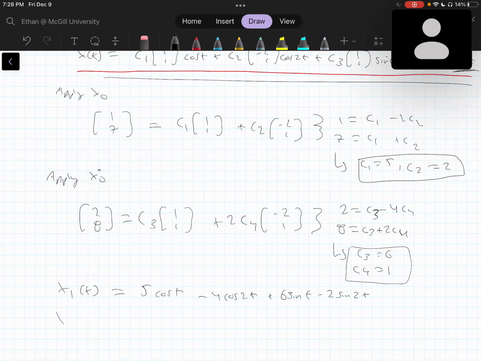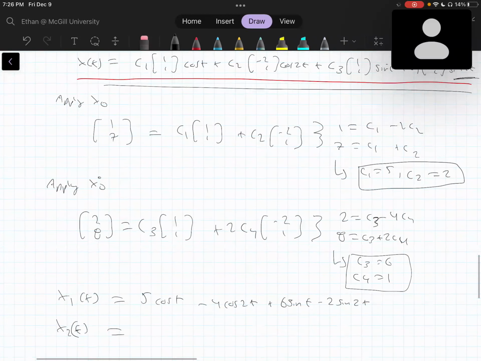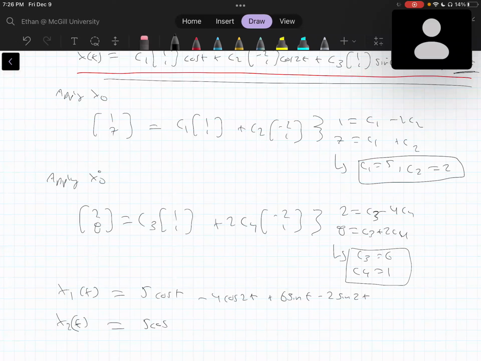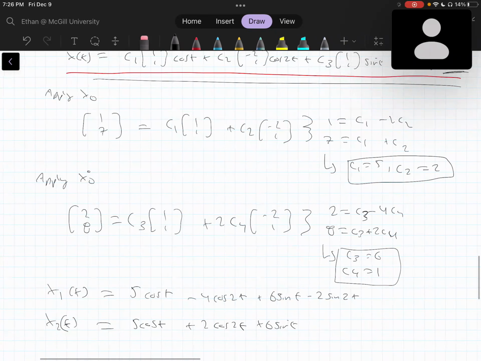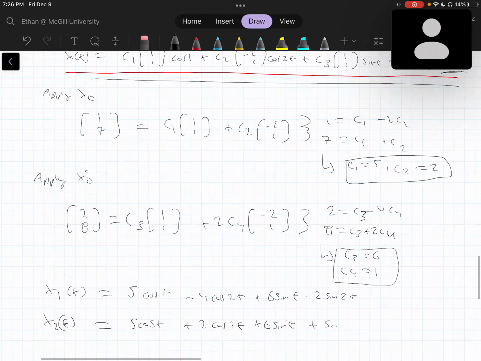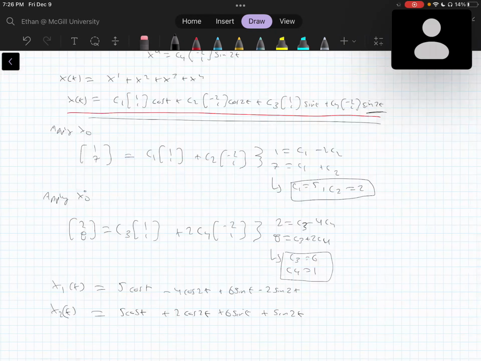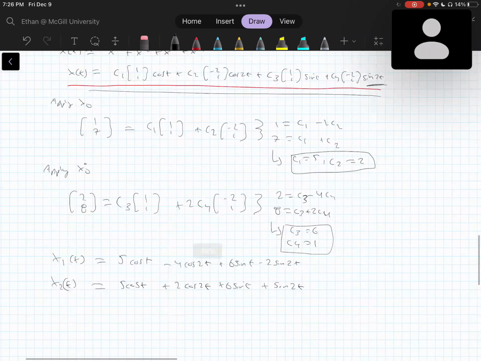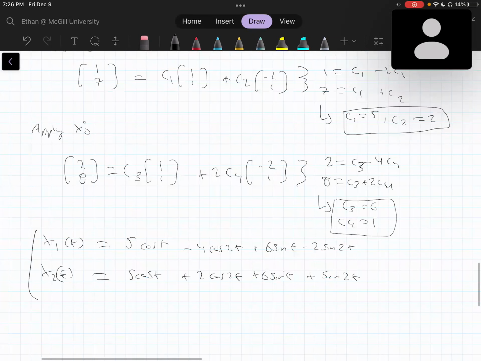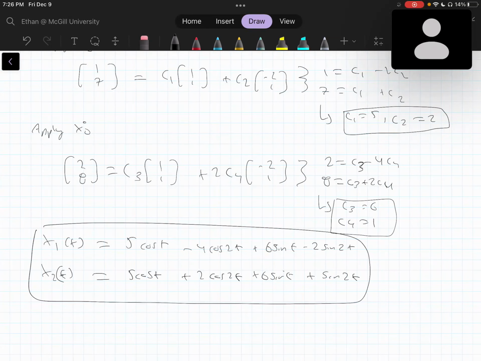sine 2t. Then x2 of t is the second row from the red underlined above. That's just going to be 5 cos t plus 2 cos 2t plus 6 sine t plus sine 2t. And those are our solutions for the motion of the system.